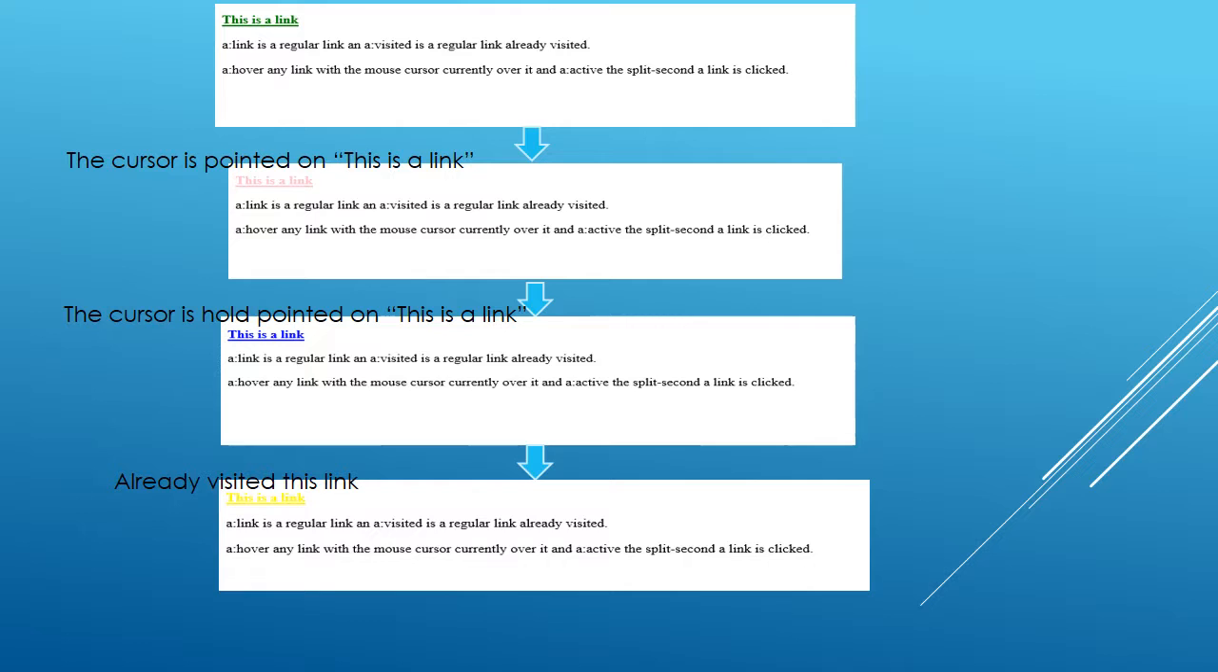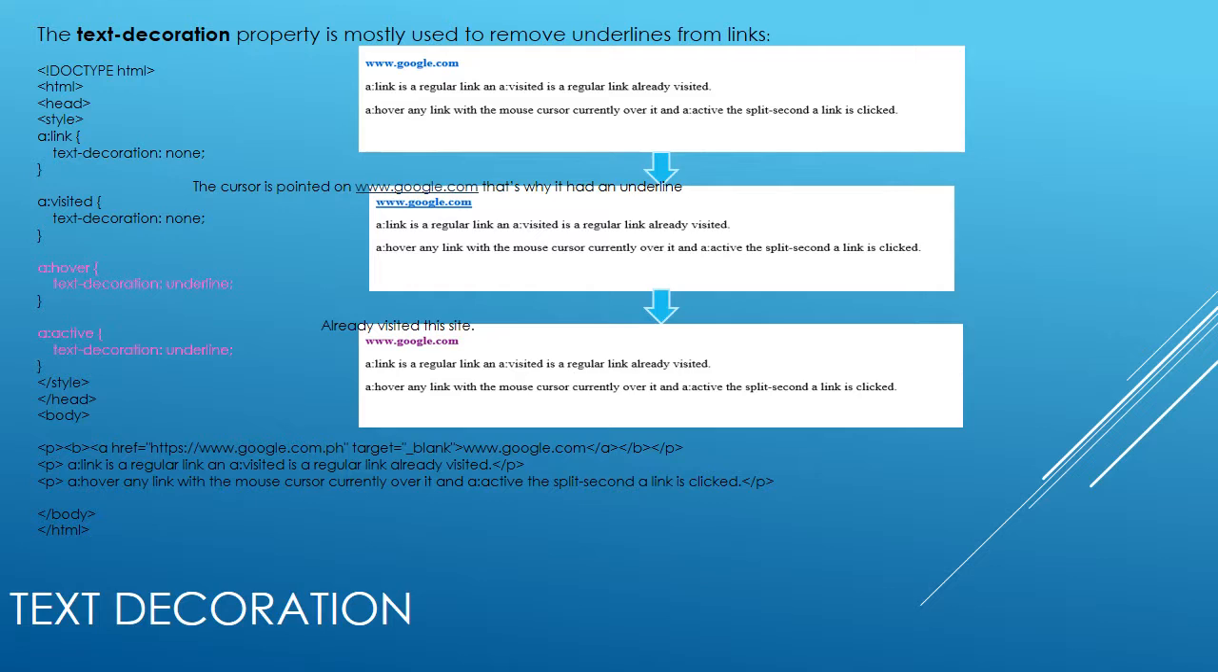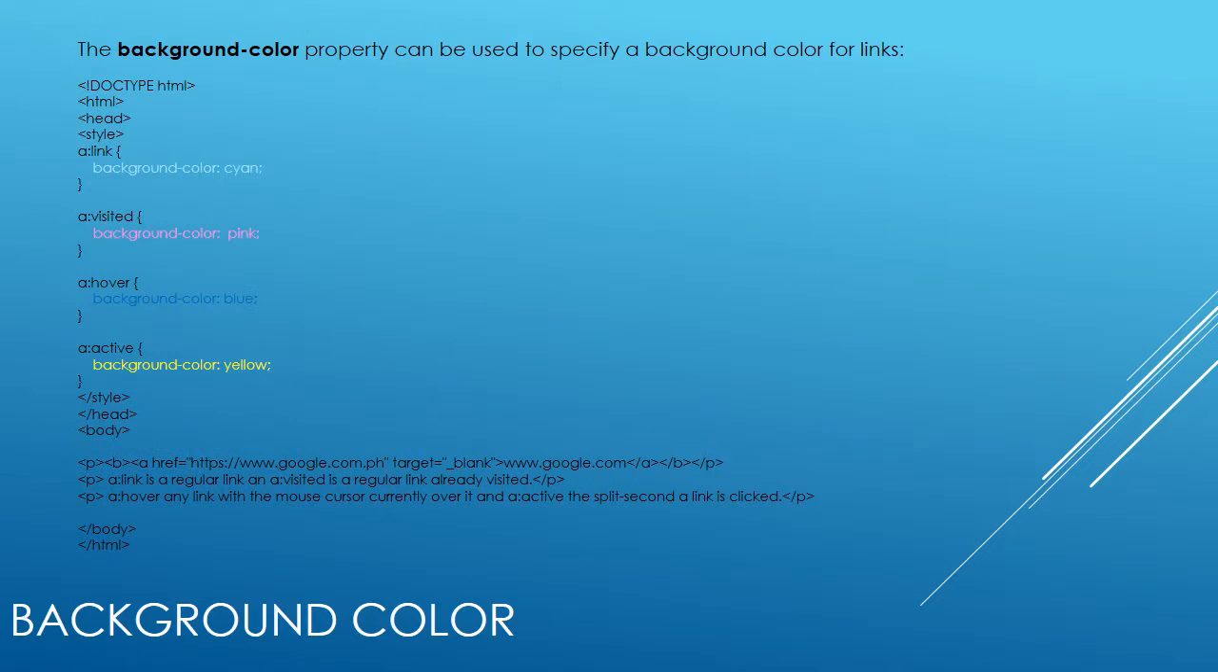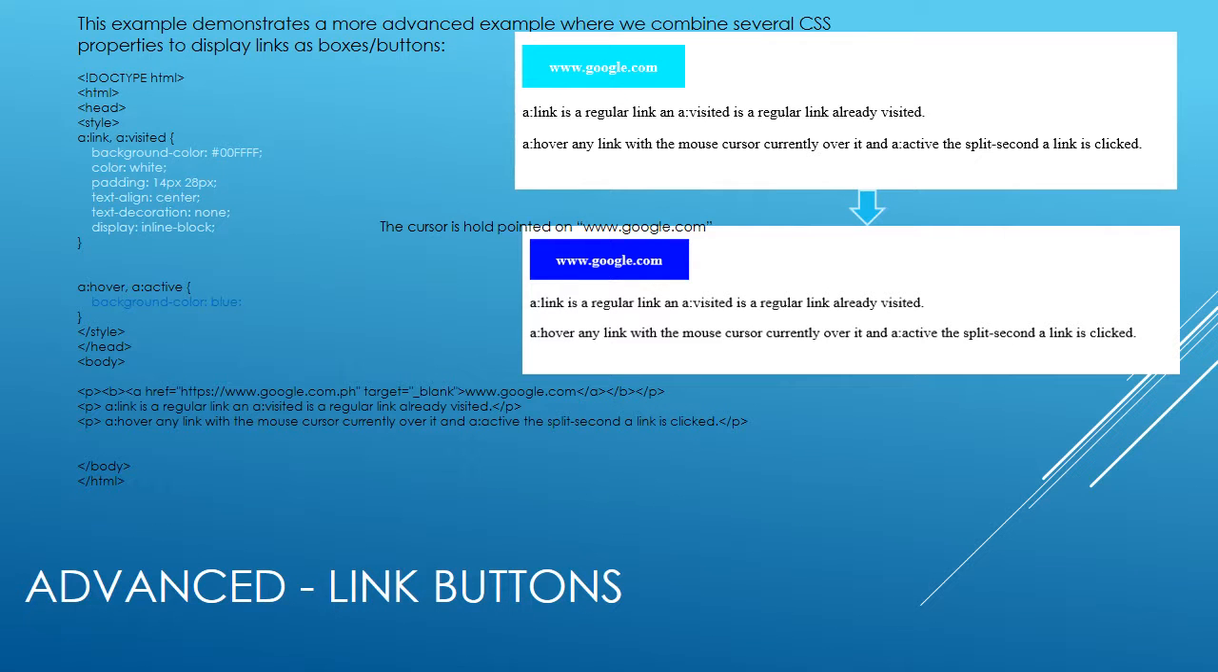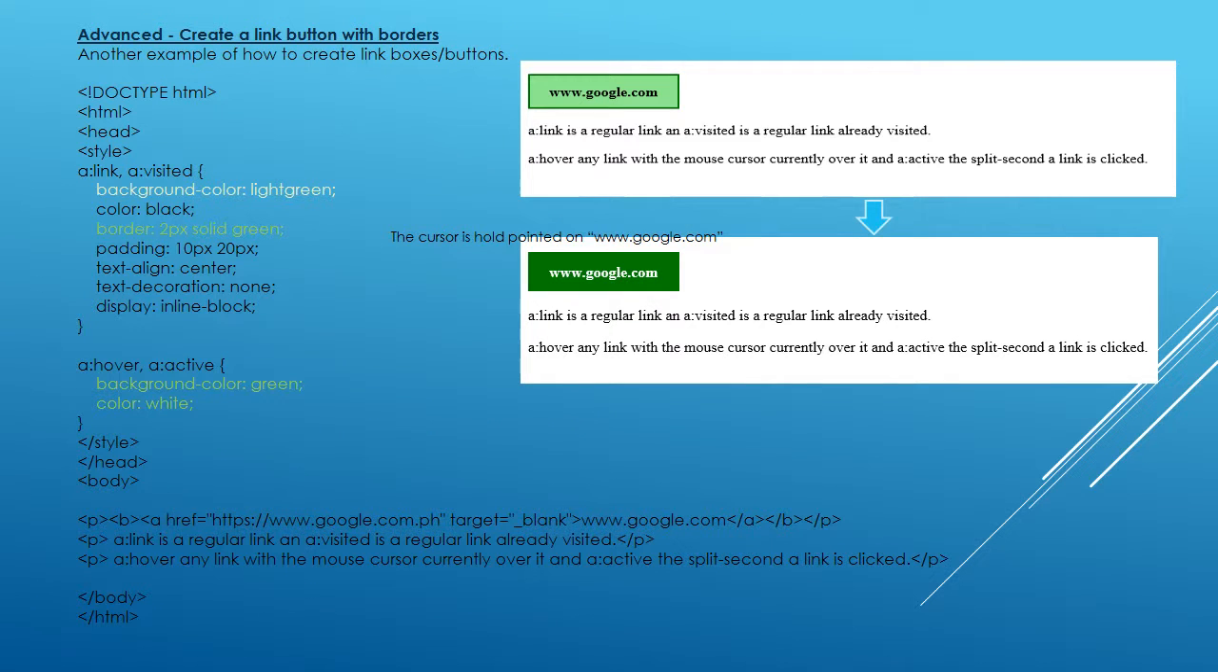Each of these are states of the link. The text decoration property is mostly used to remove underlines from links. The background color property can be used to specify a background color for links. Example of background color property for links. This example demonstrates a more advanced example where we combine several CSS properties to display links as boxes/buttons. Another example of how to create link boxes/buttons.